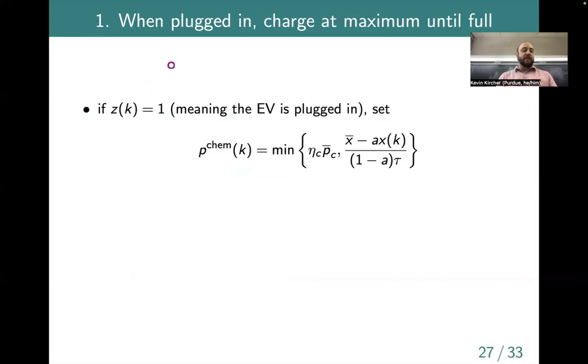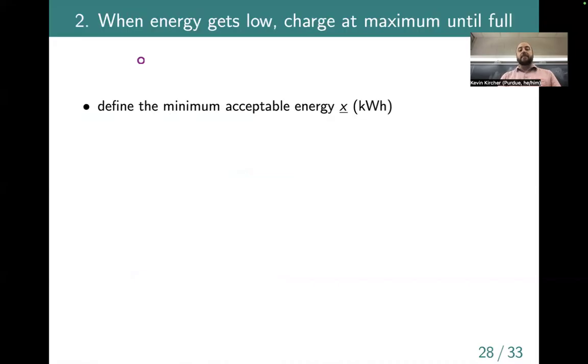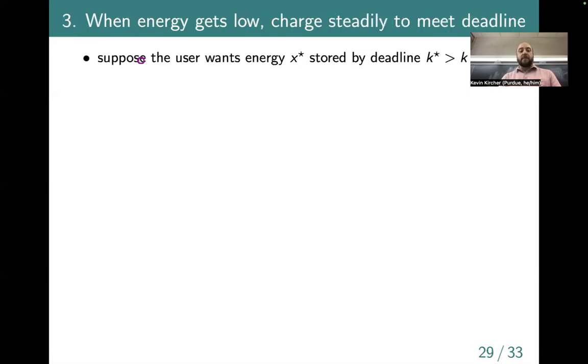So the first one is very simple. You just plug something in and then it charges full blast until it's full or until you unplug it. The second policy is a similar thing, but you specify a minimum acceptable energy, and you don't charge unless the battery is below that energy. So you might say 40%, 50%, something like that. And we talked about how to code that. And then the third policy is similar to the second, but rather than charging full blast, you specify a deadline. I want an 80% full battery by 8 a.m. tomorrow, and then you charge steadily, at a constant rate, in order to reach the final energy at that specified level.